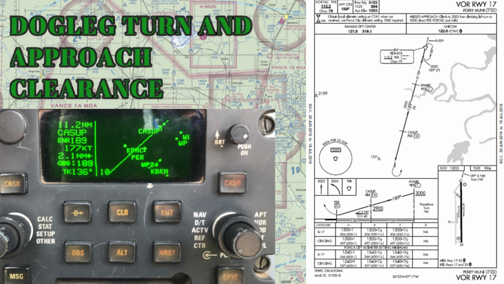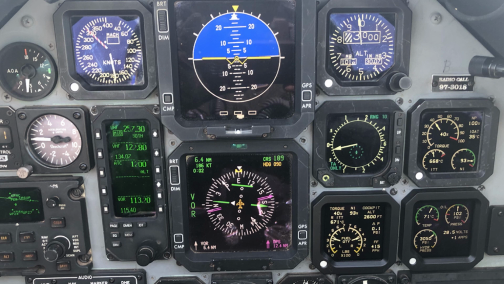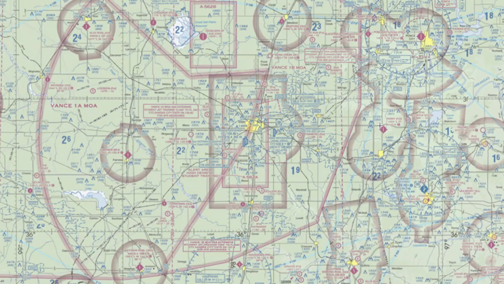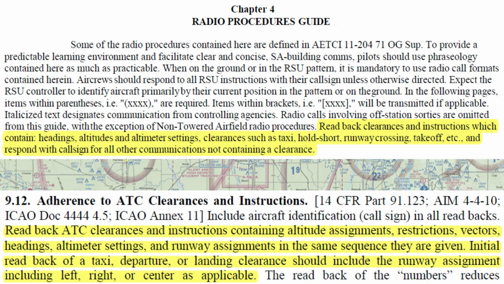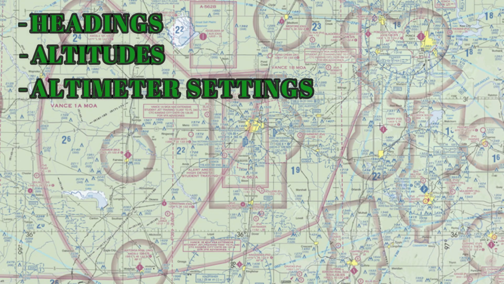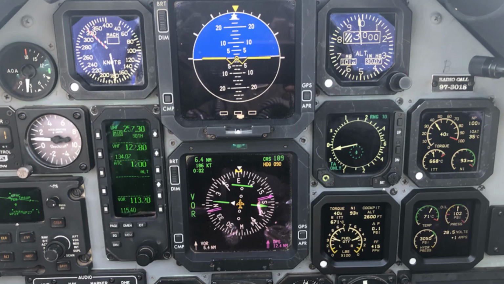That turn and clearance for this approach will sound something like: Texan 13, 12 miles from final approach fix, turn right heading 140, maintain 3,000 feet until established on course, cleared VOR 17 approach, Perry. Per the T-6 operating standards and 11-217, you only have to read back headings, altitudes, altimeter settings, and clearances. So your readback should sound something like: Texan 13, 140, 3,000 feet, cleared VOR 17 approach.